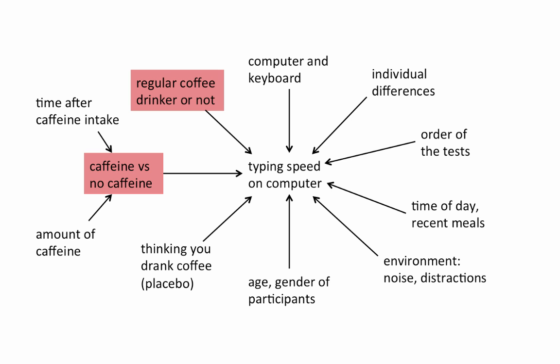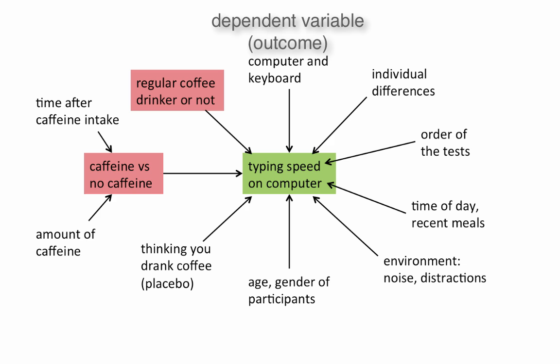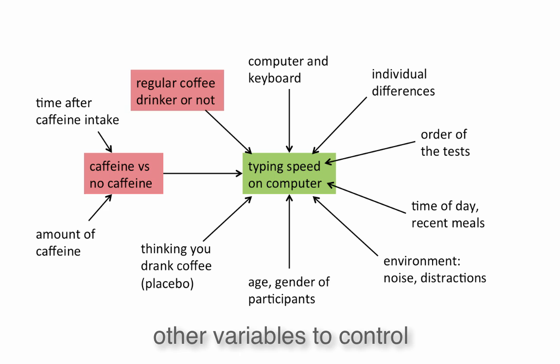Okay, so to review, these are our predictor variables, our independent variables: caffeine versus no caffeine, or regular coffee versus decaffeinated coffee, and a regular coffee drinker or not. So people who drink coffee every day versus people who don't. And this is the dependent variable, or the outcome variable, what we're going to measure, the typing speed on the computer. All these other variables need to be controlled so that they don't affect the outcome in a way that confuses our results and makes it so that we don't clearly understand what our results mean.